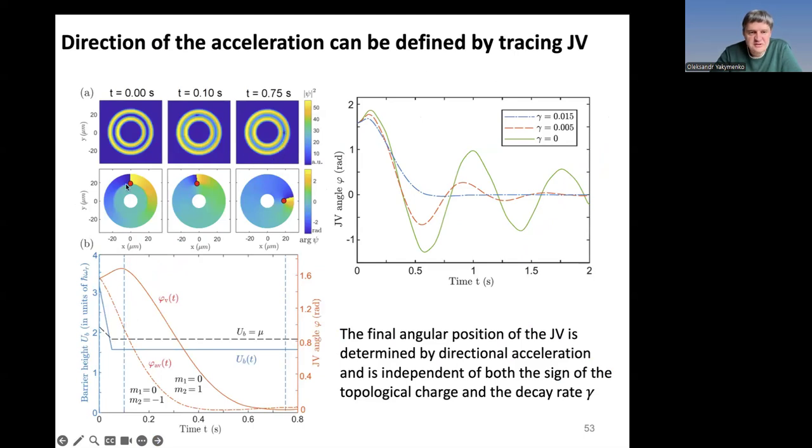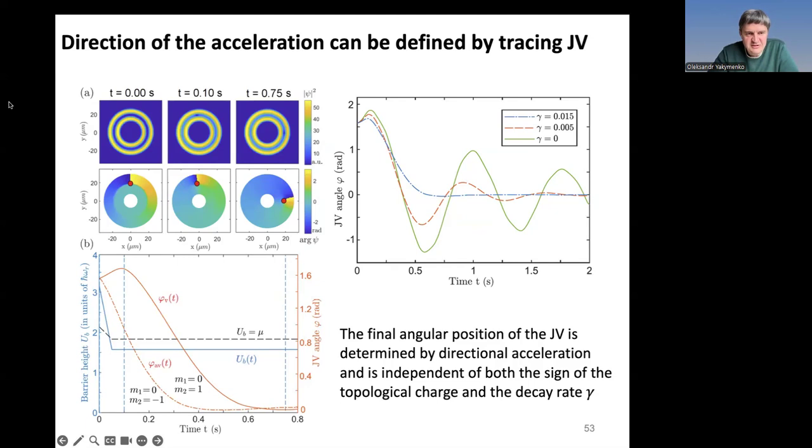So you can see this dot in phase and density. Even in density, you can see this density dip, which tends to the state directed along the external acceleration. And this position doesn't depend on the carrier. It depends only on the acceleration. So in this way you can see the direction of acceleration.